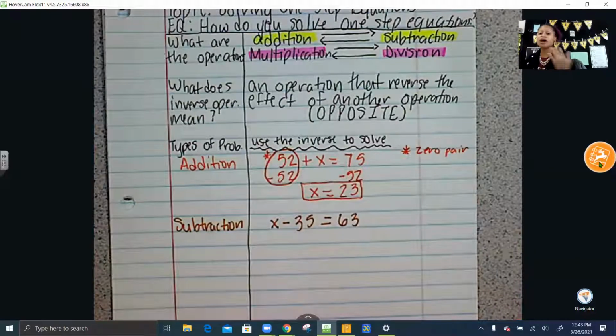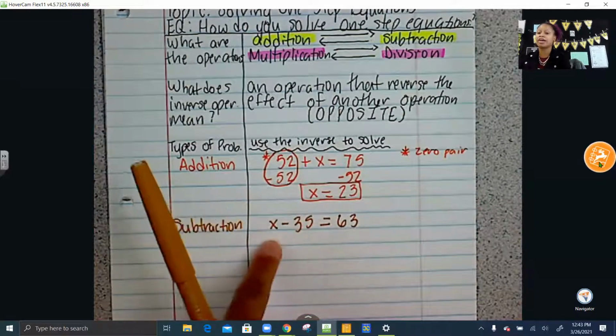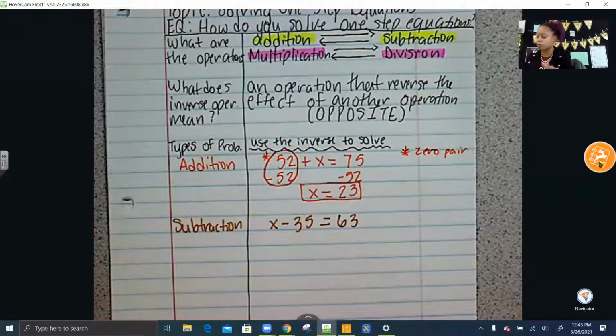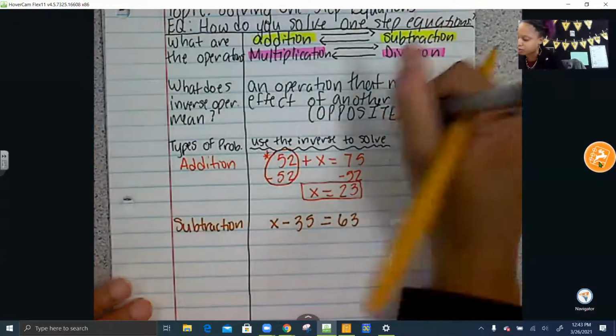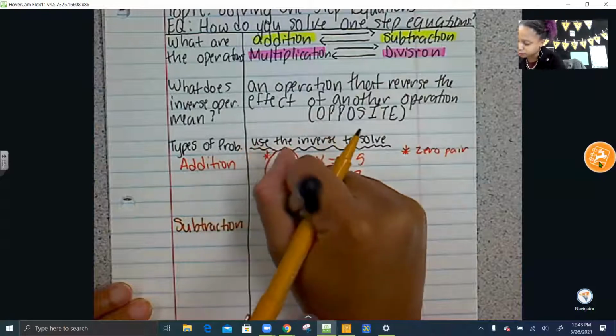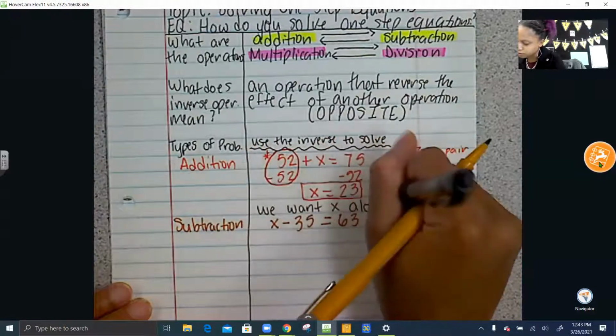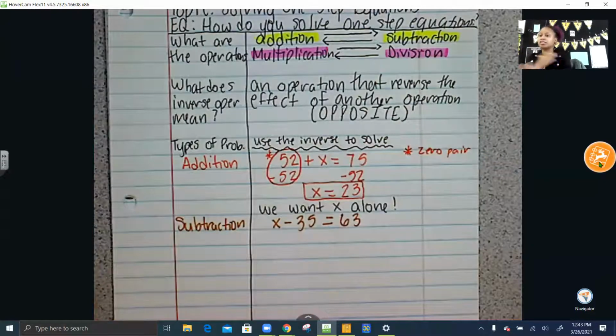So here we do not want this minus 35. We want to get rid of it because we want x to be completely by itself. We want x to be alone. So let me write that down as a note here. We want x alone. That's the whole objective of solving equations. We want x alone. We don't want anything next to it.